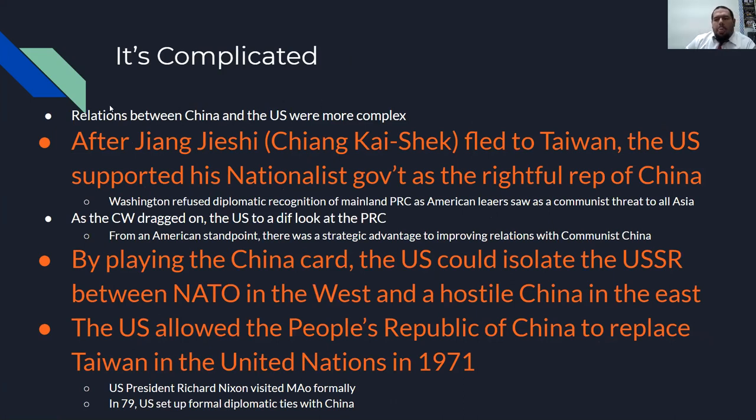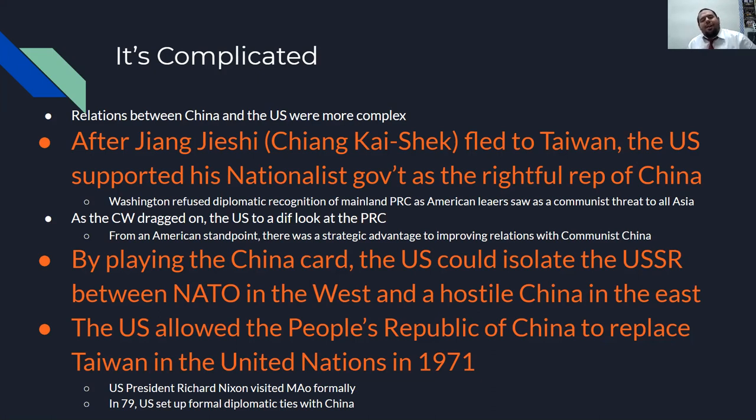Relations between China and the U.S. were more complex. Like I said, after Chiang Kai-shek fled to Taiwan, the U.S. supported his nationalist government as the rightful representative of China. Washington, D.C., Congress, this national government, whatever you want to call them, refused diplomatic recognition of mainland PRC as American leaders saw them as a communist threat to all Asia.